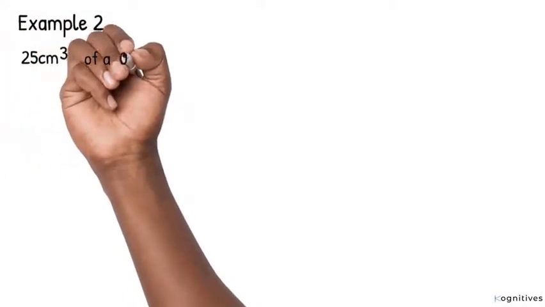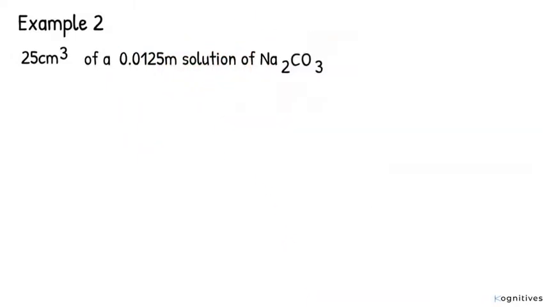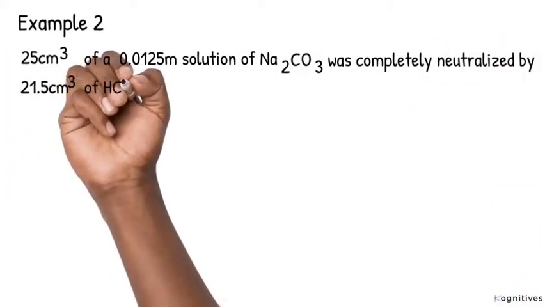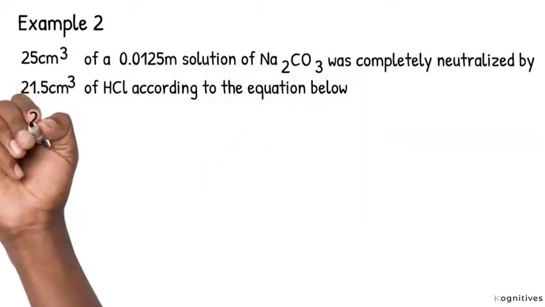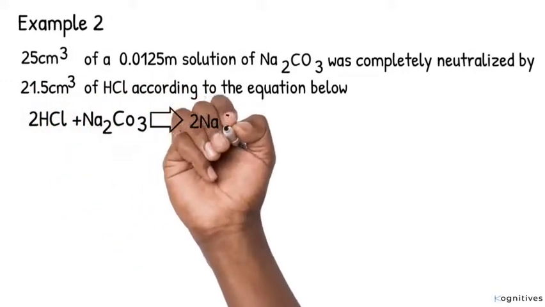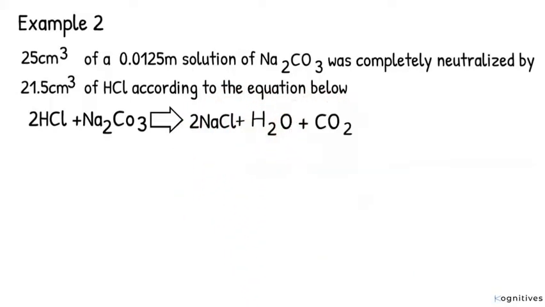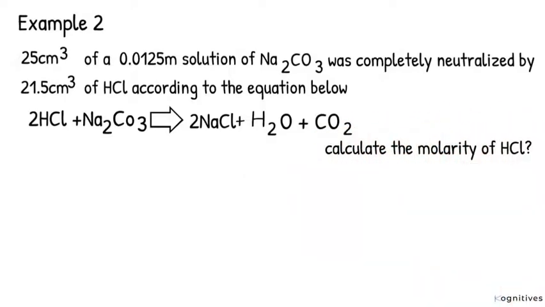Now let's take another example. 2. 25 cm cube of a 0.0125 molar solution of Na2CO3 was completely neutralized by 21.5 cm cube of HCl according to the equation below. In the equation, we can see that 2 moles of HCl reacted with just 1 mole of Na2CO3 to give 2 moles of NaCl and also 1 mole of water and 1 mole of CO2. Calculate the molarity of the solution of hydrochloric acid.